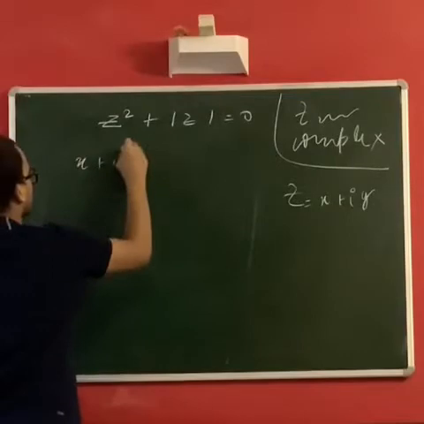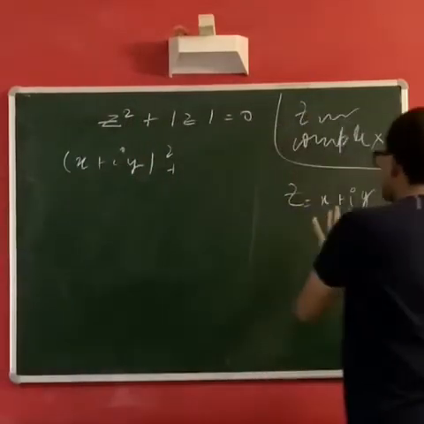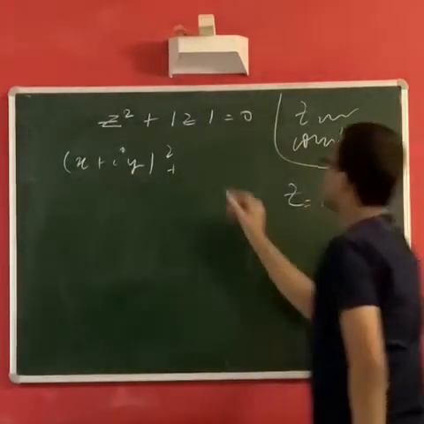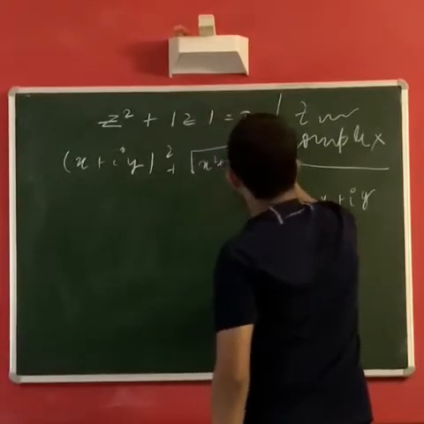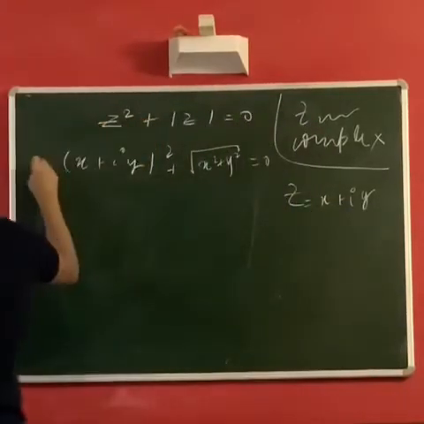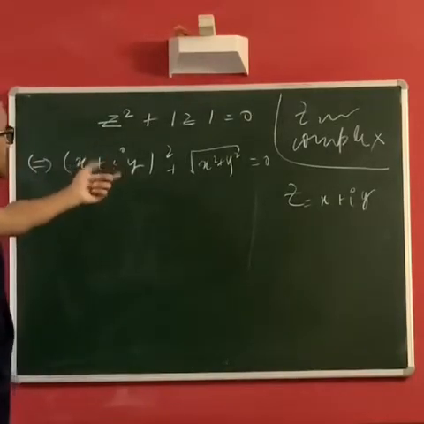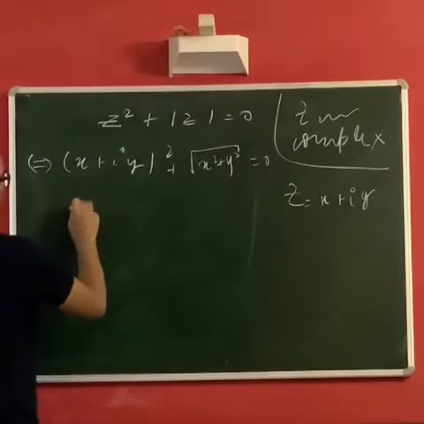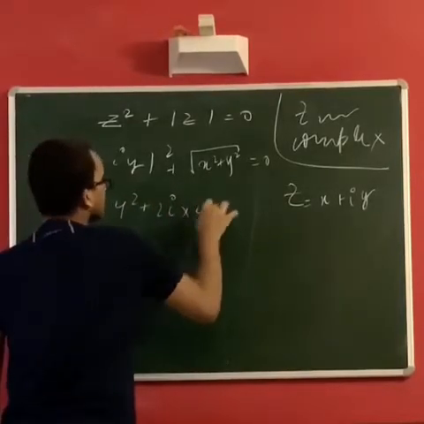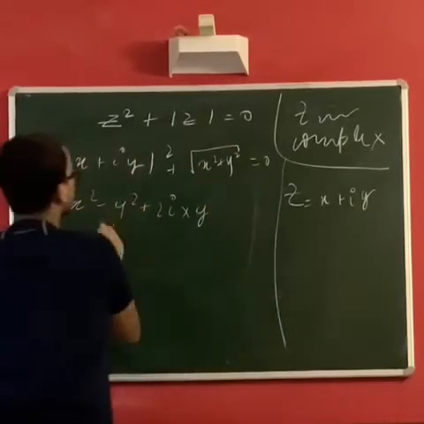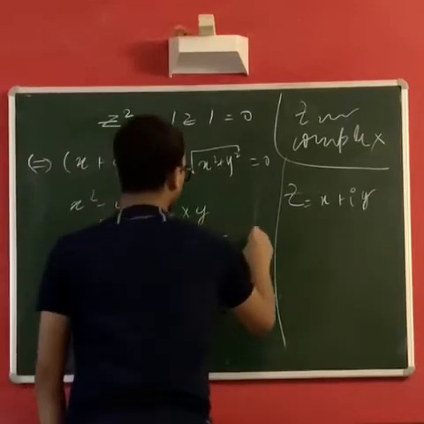It's (x plus iy) the whole square plus mod z. Mod z in this case, by the definition of it, would be the square root of x square plus y square. Now this must be equal to 0. Now let's just expand this term. You will get x square minus y square plus 2ixy, plus the square root of x square plus y square, whole thing equal to 0.